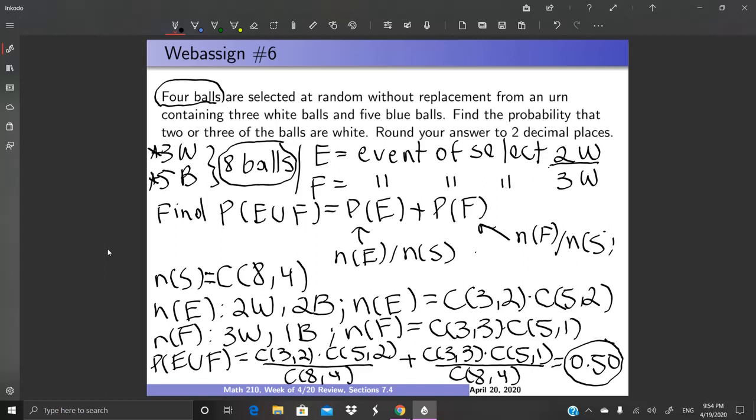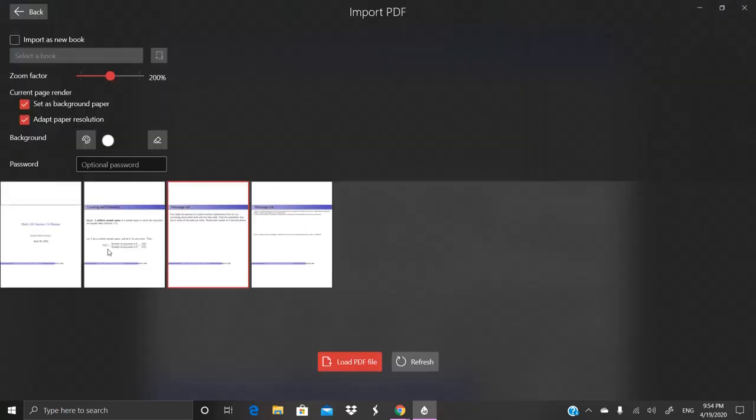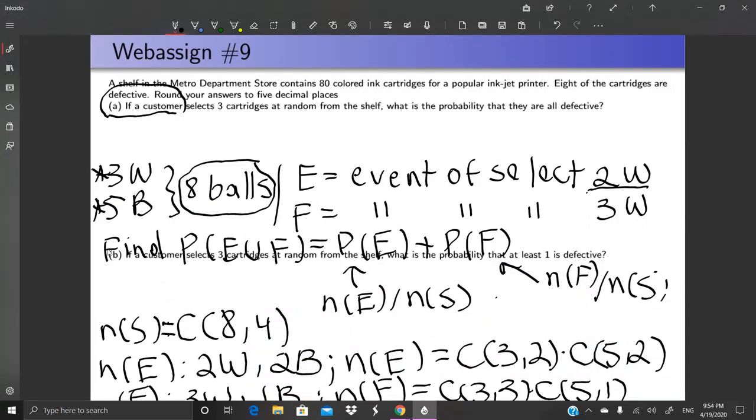Let's look at another example from 7.4 over here, and let's erase all of this.